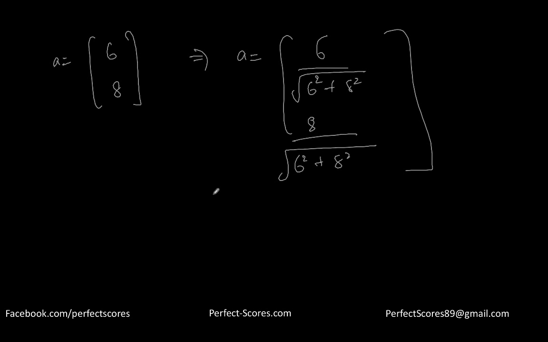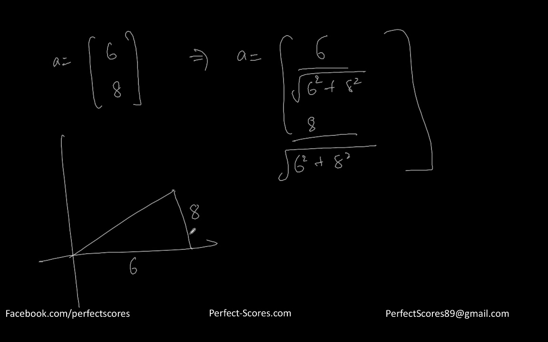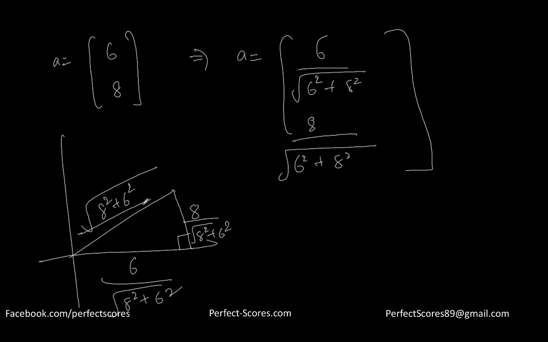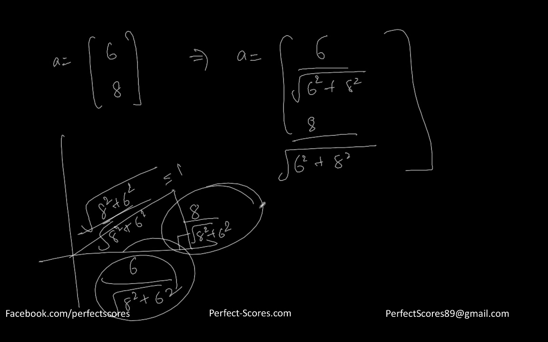Now why do I do that? Because if I have a vector in which this is 8 and this is 6, the magnitude is square root of 8 square plus 6 square. If I divide both of them by square root of 8 square plus 6 square, as you can see, the magnitude becomes 1 and this becomes our unit vector. So this is how you actually convert a vector into its unit vector.